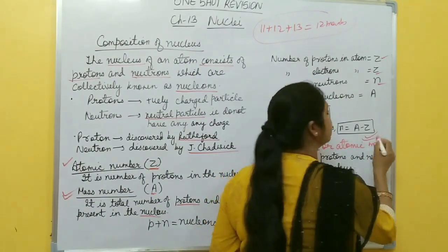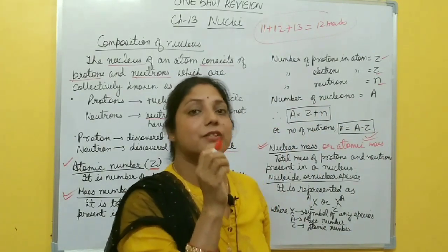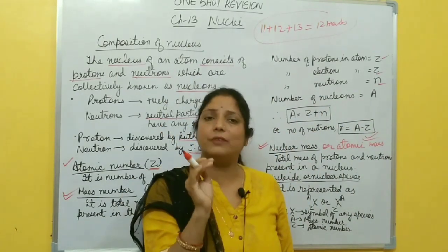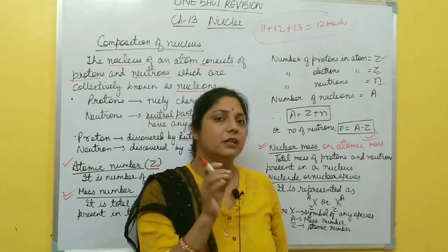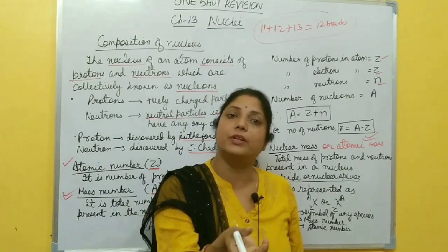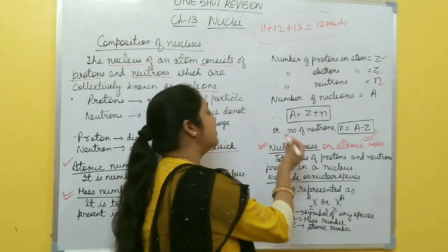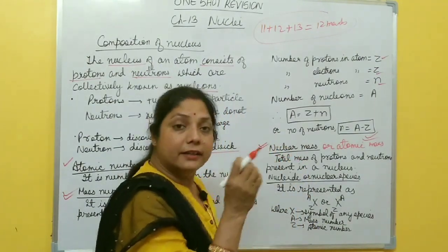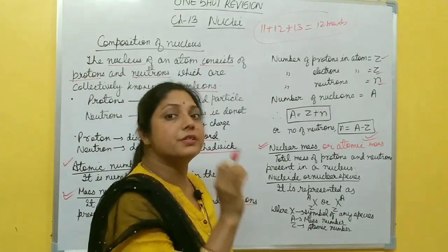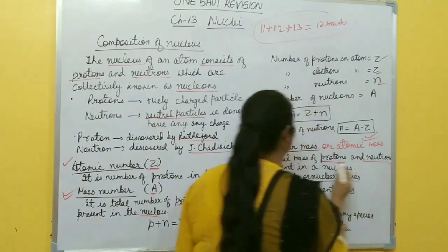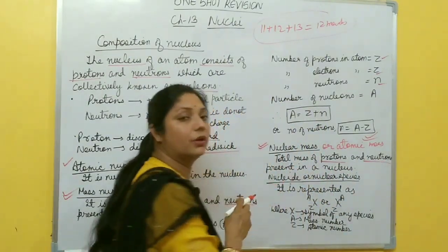An atom consists of protons and neutrons, that is the nucleus, surrounded by negatively charged electrons, but the mass of electrons is very small. So whatever is the mass of the nucleus is the mass of the atom. So what is this nuclear mass? Inside the nucleus, what is present? Protons and neutrons.